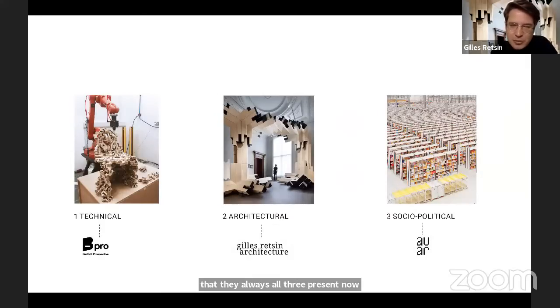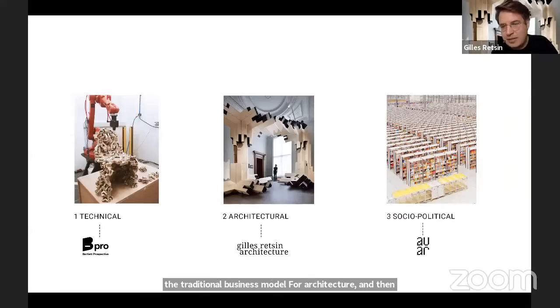Now for the talk, I further discretize this. So the technical aspects I will discuss through the work that I'm doing with our labs at the Bartlett and with the Bartlett B-Pro prospective program, where I'm the director of the MArch architectural design. So I'll be showing student work. Then the architectural aspects I will discuss through my own practice, which is, I always joke, a traditional architectural practice, which is trying to build buildings and operate with a traditional business model for architecture.